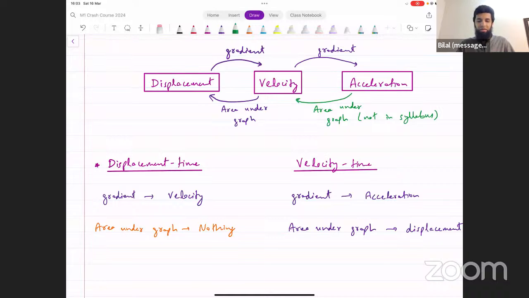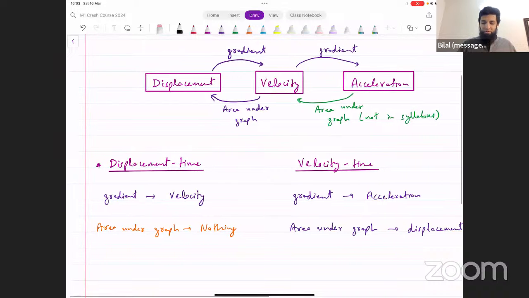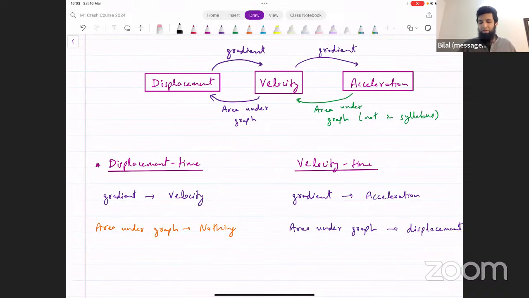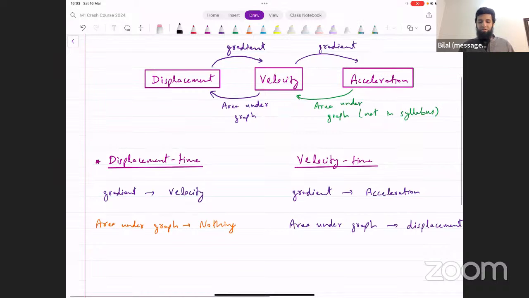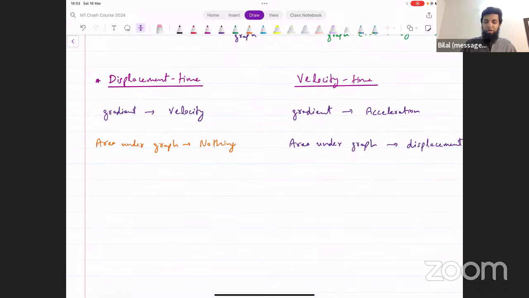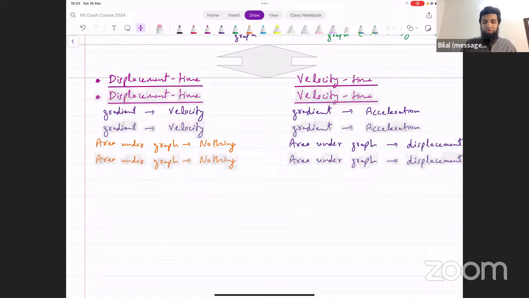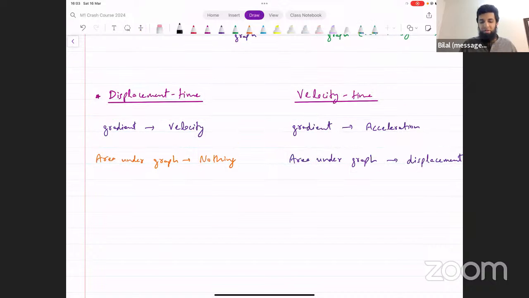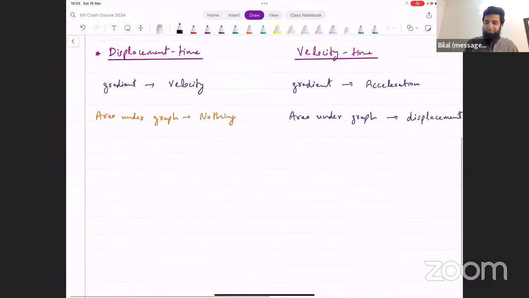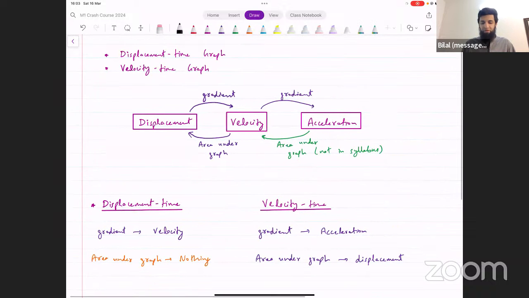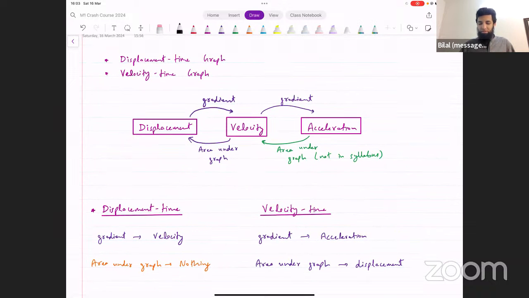Now, let's try to understand how to describe one particular displacement time graph, for instance, how to understand different parts of a displacement time graph and how to understand different parts of a velocity time graph using a couple of examples. So I'll just leave it here for a few seconds in case you want to note anything down.